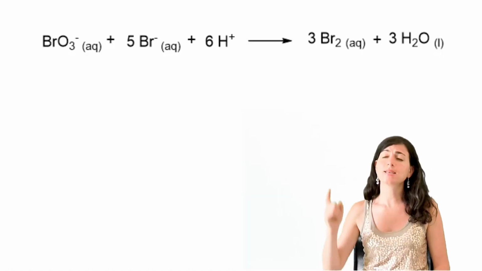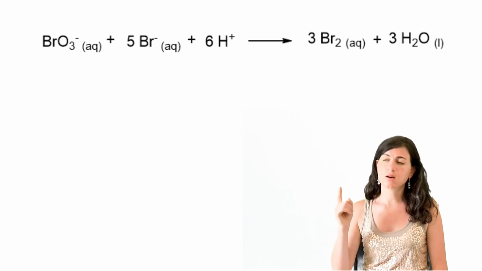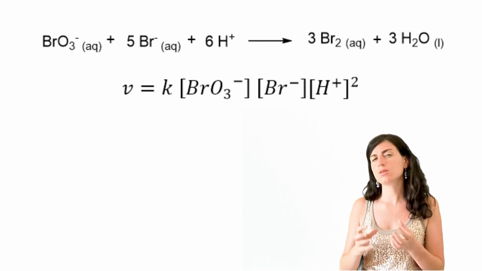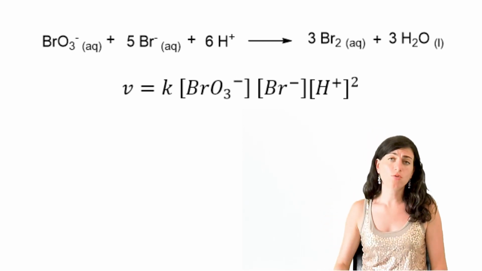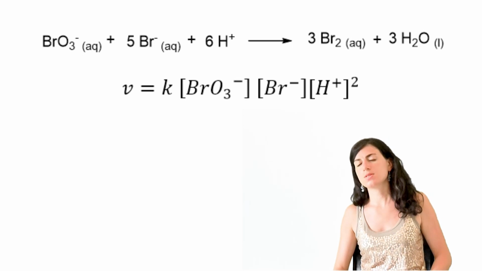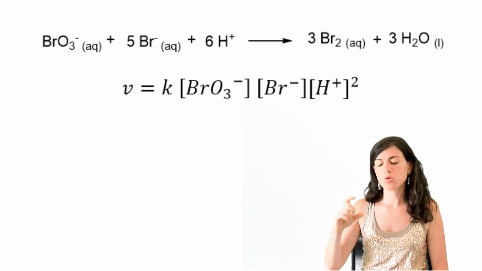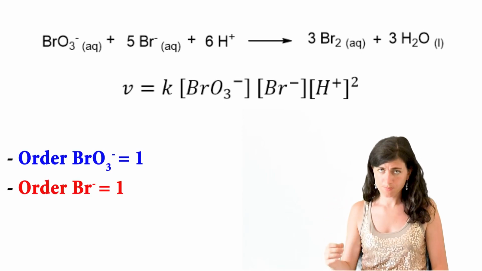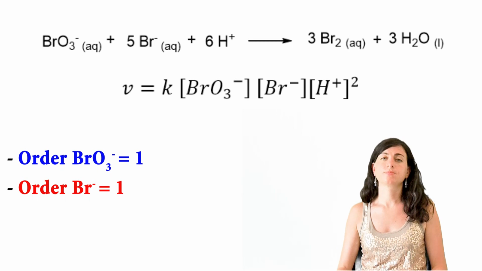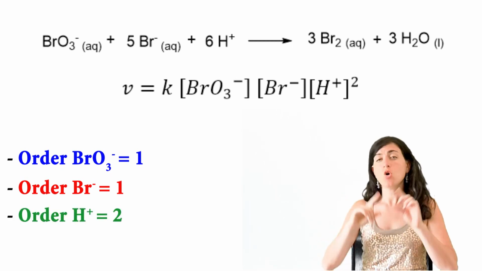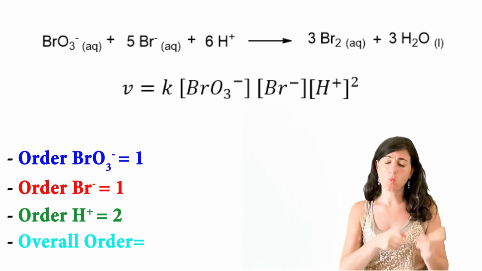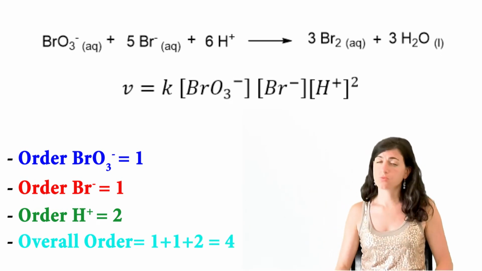And that's it. But let's do an example as usual to understand better. Let's take this equation here. This is the kinetic law that was found for this reaction. Now let's see the order for each species and the order for the overall reaction. It's pretty simple because the order for BrO3 minus and Br minus is simply 1, whereas the order for H plus is 2. And the overall order will be the sum of all of these orders, so it will be 1 plus 1 plus 2, which is 4.